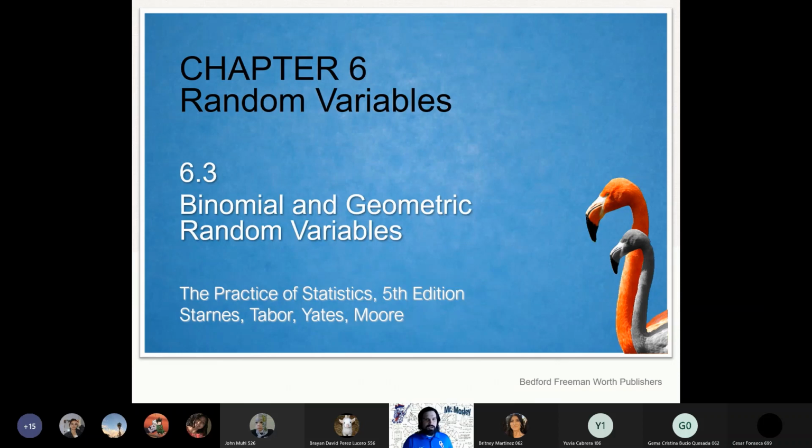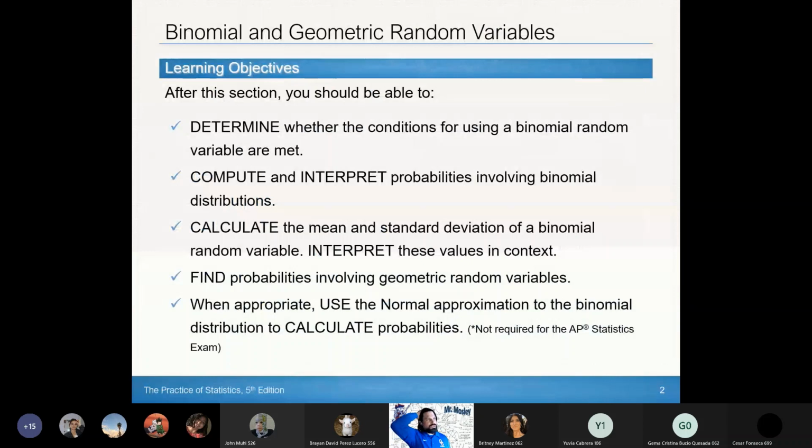This is again following along with our textbook, The Practice of Statistics, 5th edition. Today we're going to learn how to determine whether the conditions for using binomial or geometric random variables are met. We're going to compute and interpret probabilities involving binomial distributions. We're going to calculate the mean and standard deviation of a binomial random variable, and then interpret these values in context. We're going to find probabilities involving geometric random variables, and when appropriate, we can use the normal approximation to the binomial distribution to calculate probabilities. Note, this is not necessarily required for the AP exam, but it is part of our content.